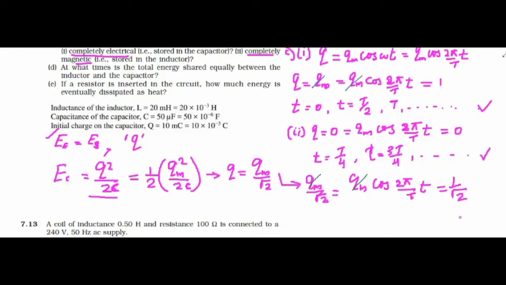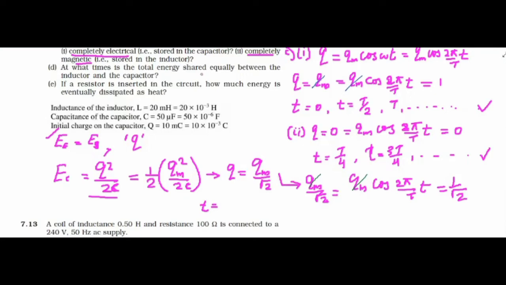Now you can find out for what values of t. For 1 by root 2, you can see the angle should be 45 degree. So for what values of t do we get the cosine value 1 by root 2? That is what you have to calculate there.